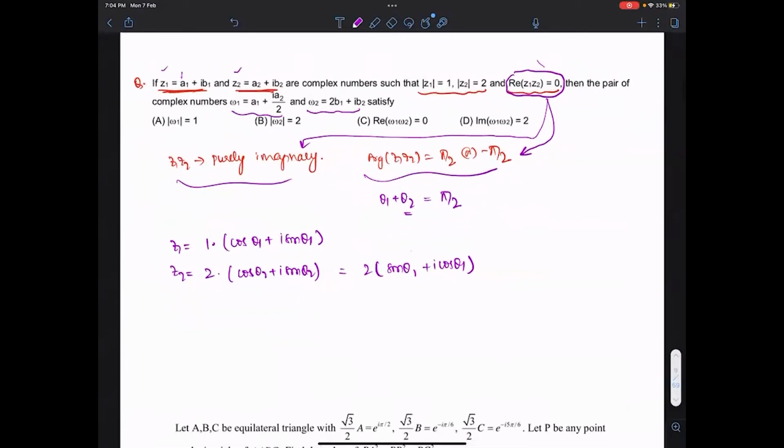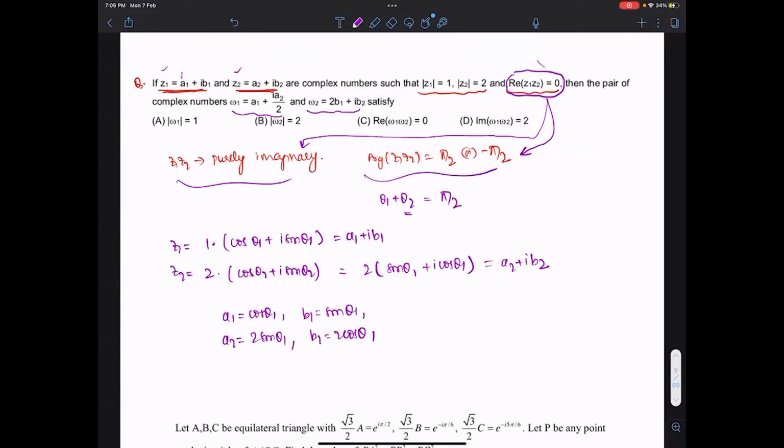Now, already they gave what is Z1 and Z2. This is A1 plus iB1. This is A2 plus iB2. So now you compare: A1 is cos theta 1, B1 is sin theta 1, A2 is 2 sin theta 1, and B2 is 2 cos theta 1.